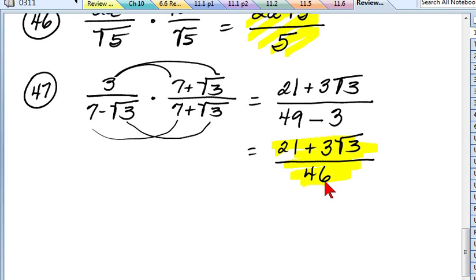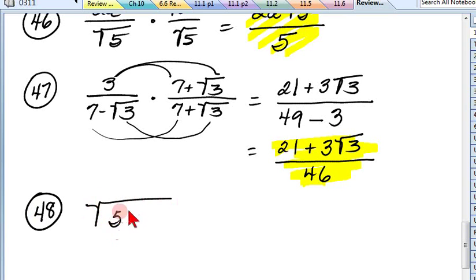So we've added, subtracted, multiplied, and divided with radicals. And now we have some radical equations. Number 48. We're getting close to the end? Hope. All right. I have the square root of 5q plus 6 is equal to 6.